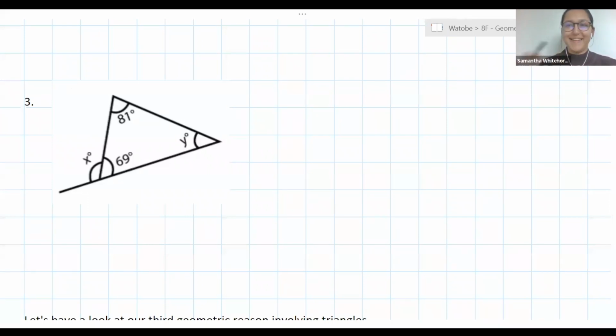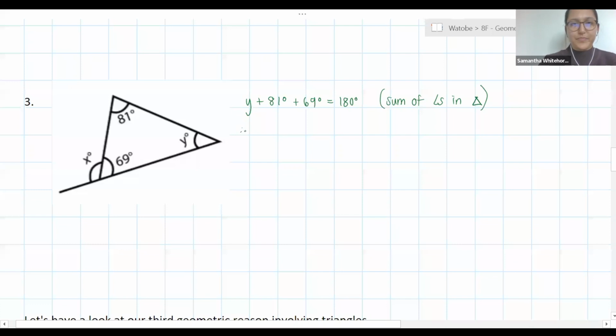Hello. Okay, so I'm doing the first. Am I just solving for y? Whichever one you want. Okay, I'm going to solve for y. So we're going to say y plus 81 plus 69 equals 180 degrees. Good. Reasoning is sum of angles in a triangle. Perfect, well done.